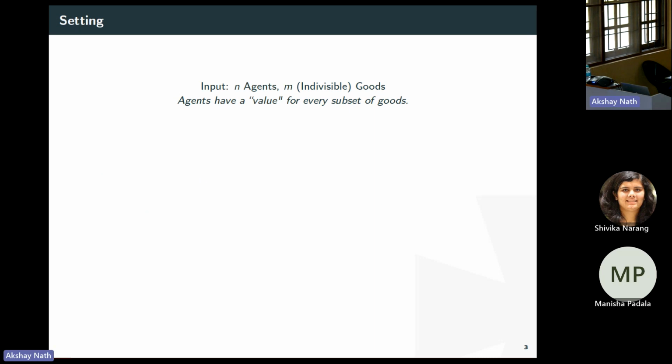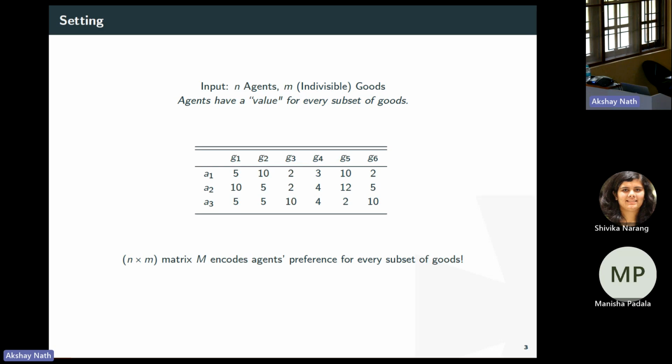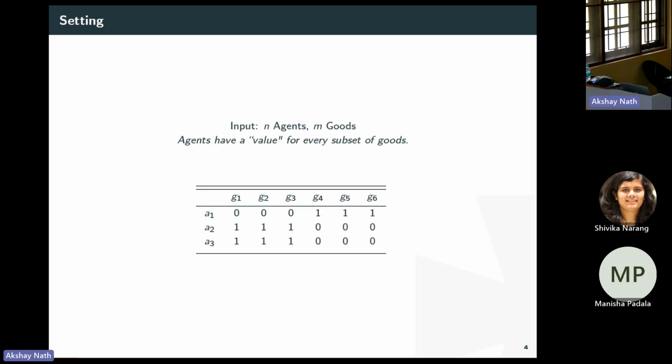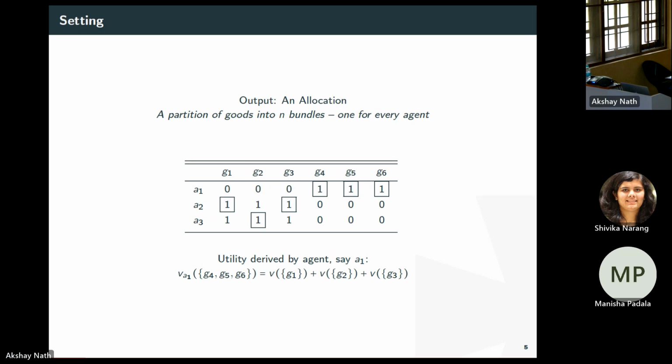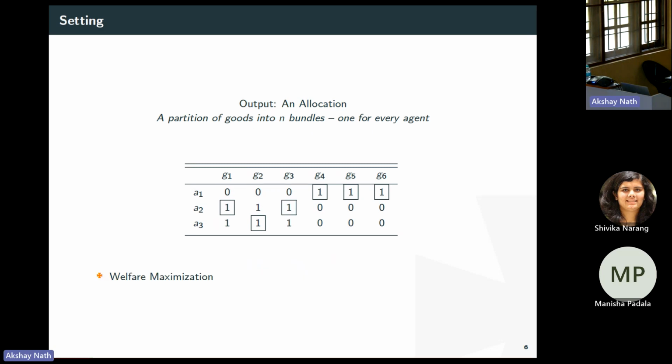Okay, so the setting is as follows. We have some agents, we have some indivisible goods, and all agents have a value for every possible subset of goods. Now the valuations are additive. So in that sense, the entire valuations are incorporated by this n by n matrix. For any bundle of goods, you can just add up the values of the individual goods, and you get the value of the entire subset. So we'll look at additive valuations, and a little bit more, we'll look at binary additive valuations.